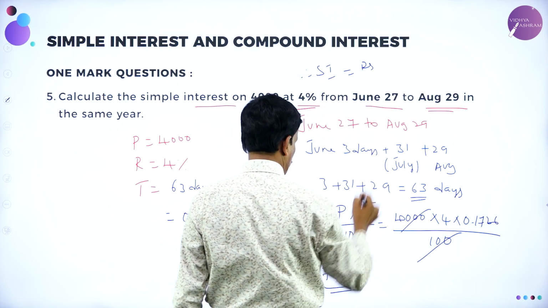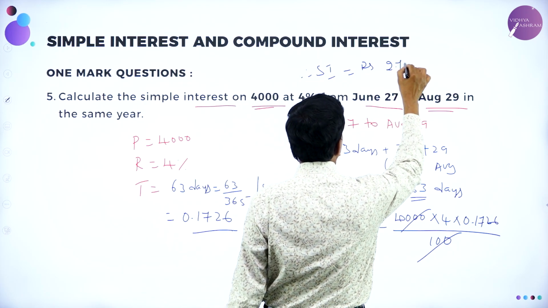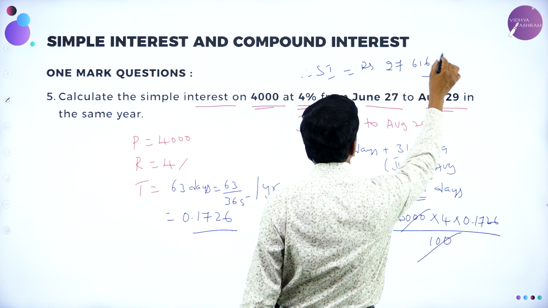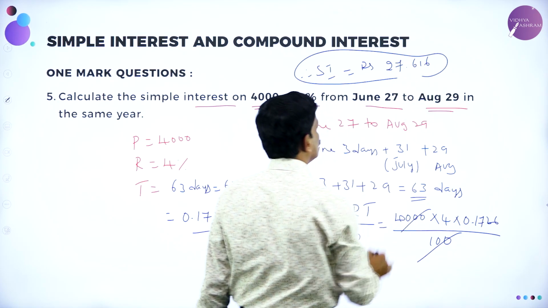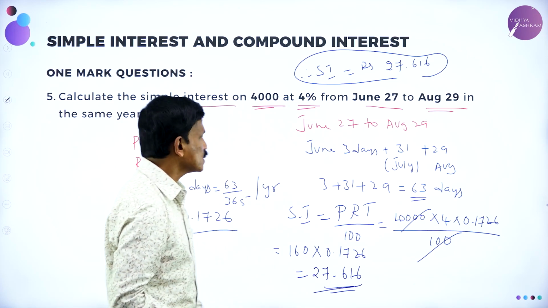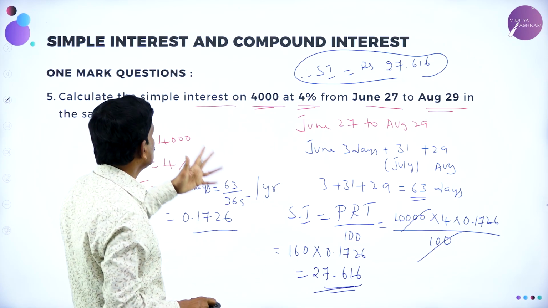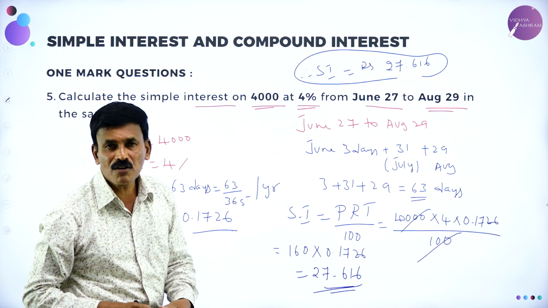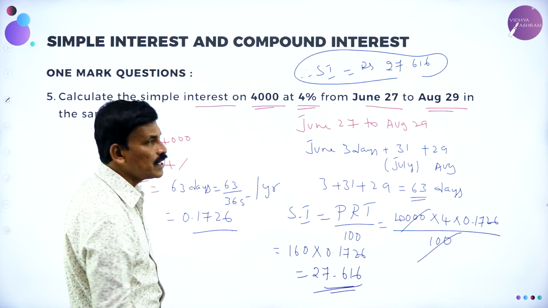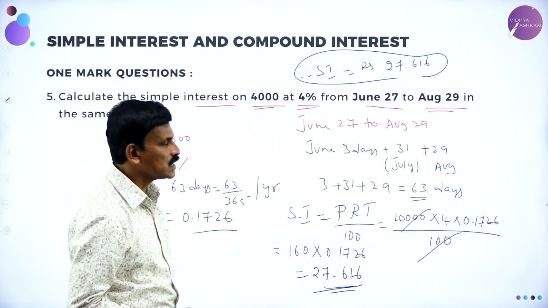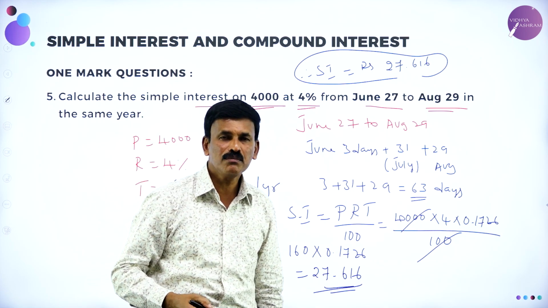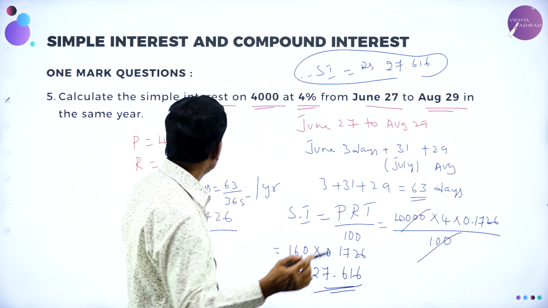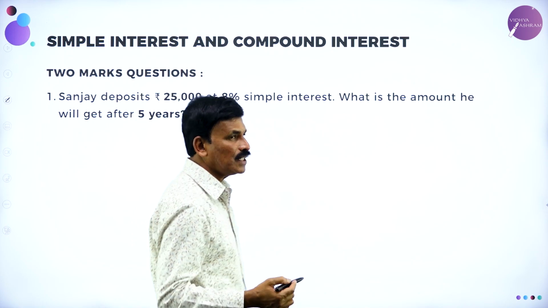Therefore the simple interest is equal to rupees 27.616. So for 63 days, for 4,000 rupees at the rate of 4%, you are going to get a simple interest of rupees 27.616, that is 27 rupees 61 paise. Now let us come to the next problem.